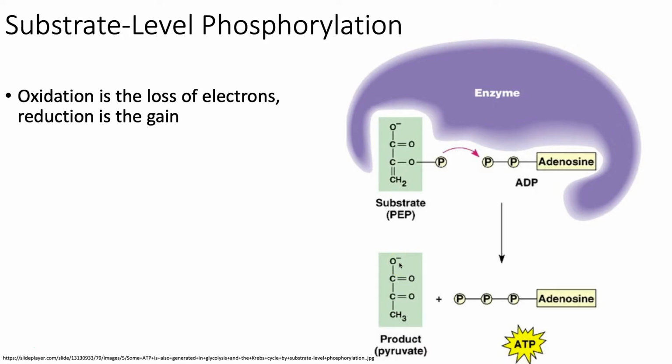substrate level phosphorylation. So we're going to use our enzymes to hold on to these two substrates, and then we're going to oxidize this one to reduce this one, right? So the electrons are moving over here, thus reducing ADP to become ATP, and thus we're oxidizing phosphoenolpyruvate to become pyruvate. The names aren't important. What's happening is what is important.